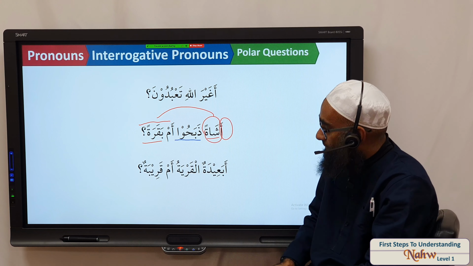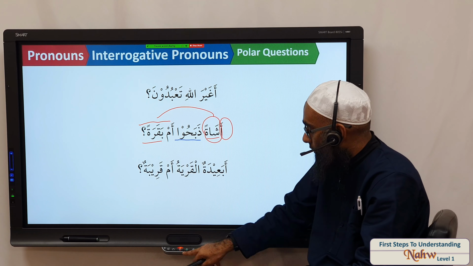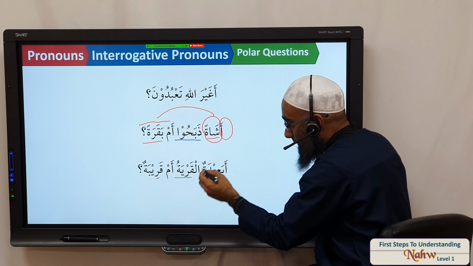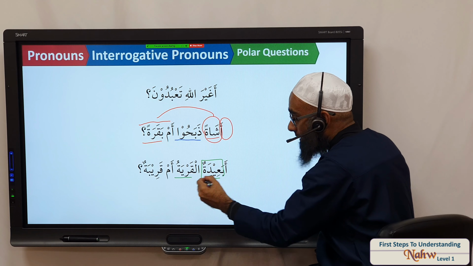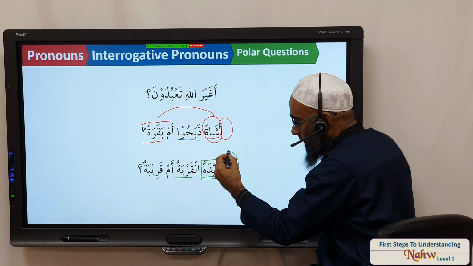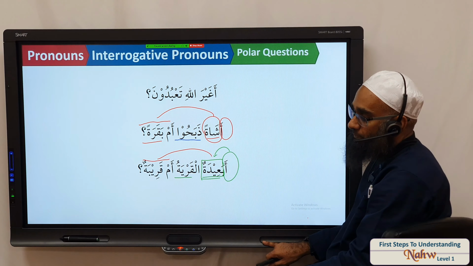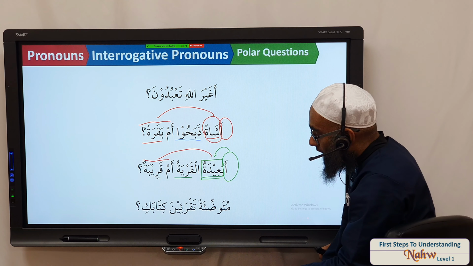So aba'idatun al-qaryatu am qarib. We know am qariba. This is the mubtada, this is the khabar. But the focal point is the khabar, so you bring the khabar muqaddam. So the istifham is followed by the focal point, with an alternative, the ma'tuf, at the end. The same thing happens here.